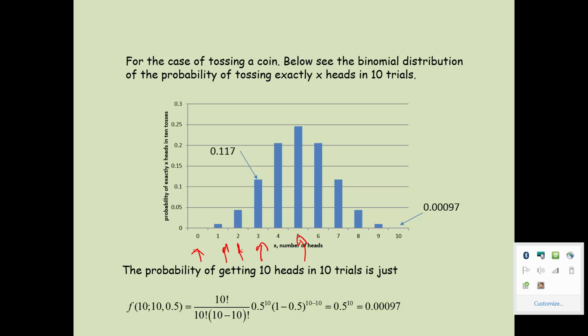The probability of getting 10 heads in 10 tosses is given by the same formula. So we put x equal to 10, and you'll see you get a 10 minus 10 in the denominator. 10 minus 10 factorial is just 1. If we calculate that out, the probability is 0.00097. A fairly small probability that you'll get 10 heads in 10 tosses, and that's what this number is right here.